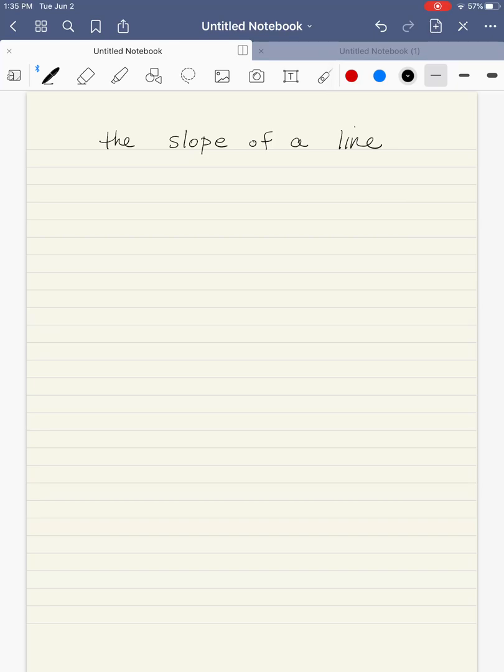In our last video, we saw that if an equation is already in slope-intercept form, then using the slope and the y-intercept is a good way to graph it. In this video, we're going to talk some more about what slope means.